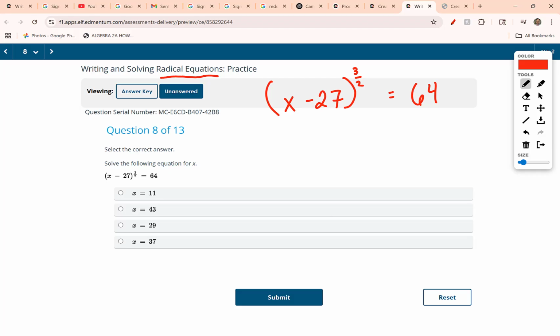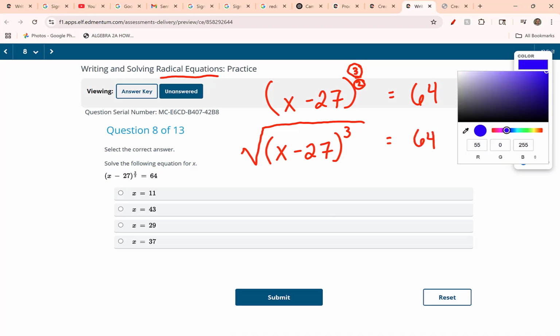To convert this to a radical, you have to remember that the numerator of this fraction is the exponent for x minus 27. So I'm going to rewrite this as x minus 27 just raised to the third, and then the 2 is the index of the radical that surrounds this entire expression. We could put a 2 there, but it's assumed to be 2 when we're talking about a square root. So now it is in radical form.